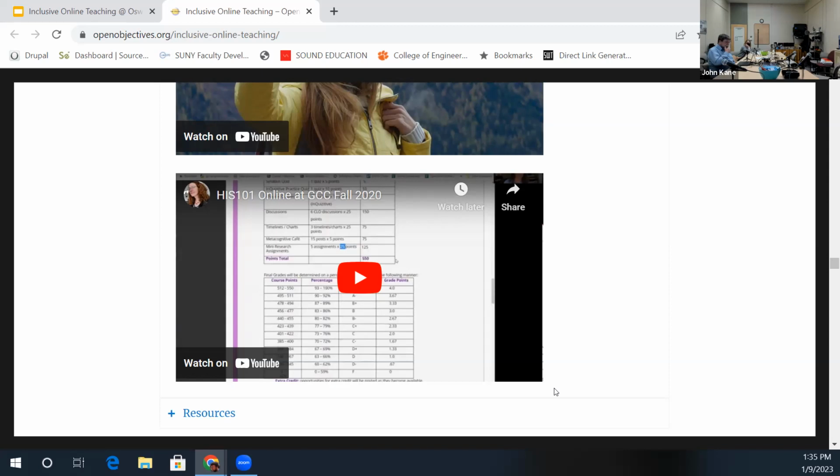I'm not sure if this is the one in which a cat walks across Judy's screen or not, but that was something that provided a little bit more of a connection with students.